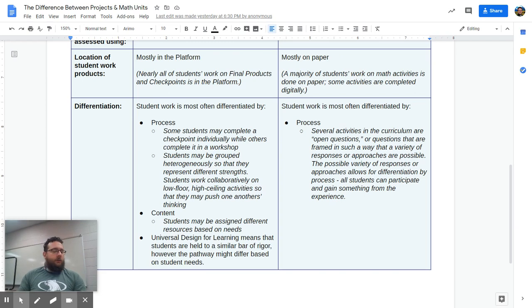Meanwhile, in the projects, students are going to receive workshops depending on their needs. They may be in groups, again, either with people who are at the same level at their cog skills or heterogeneous to represent different strengths. They work collaboratively to support each other, and they are often also assigned different resources within the platform to provide support depending on where they are with their cognitive skill.